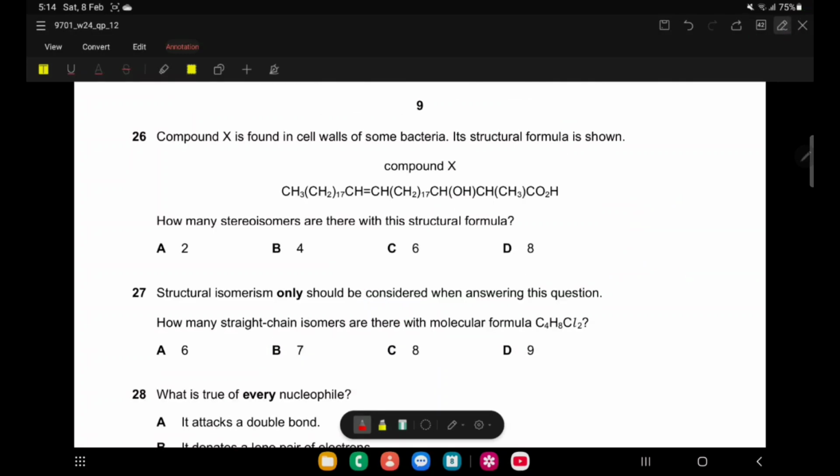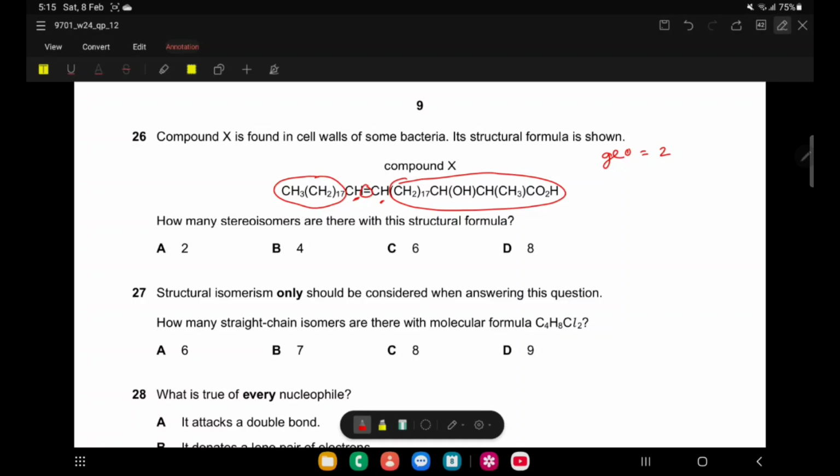Question number 26. Compound X is found in cell walls of some bacteria. Its structural formula is shown. How many stereoisomers are there with this structural formula? Okay, it has the carbon-carbon double bond and two different groups, so definitely it has geometric isomers. That means minimum 2.